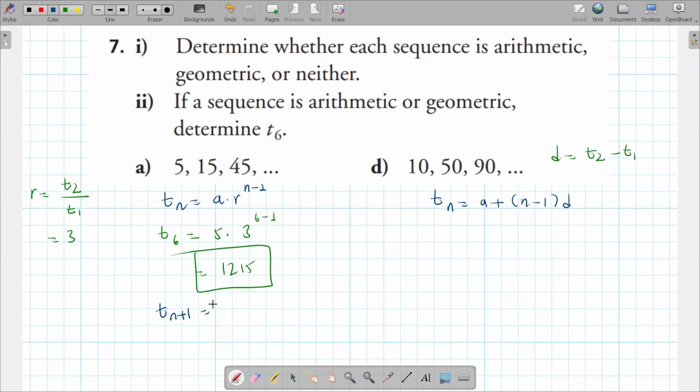Let's say the question asked you for recursive. What will be the recursive for this, for part A? How do we get the next term in terms of the previous? So you take the previous term. What do we do with it? You multiply it by 3. That's it. That's recursive. Easy peasy. You understand that? That's all there is to this.